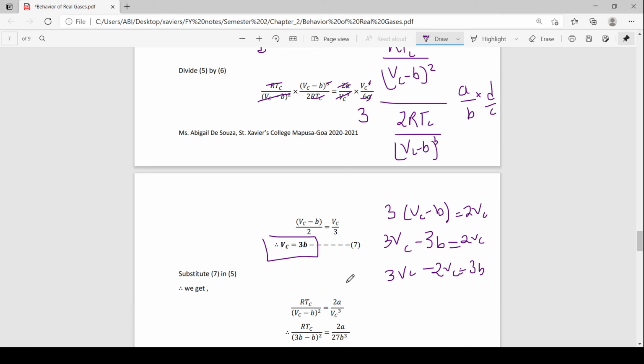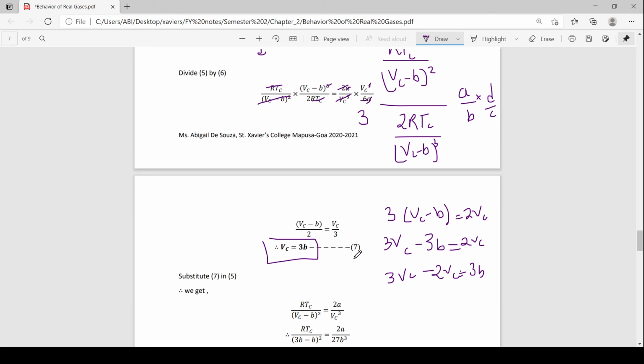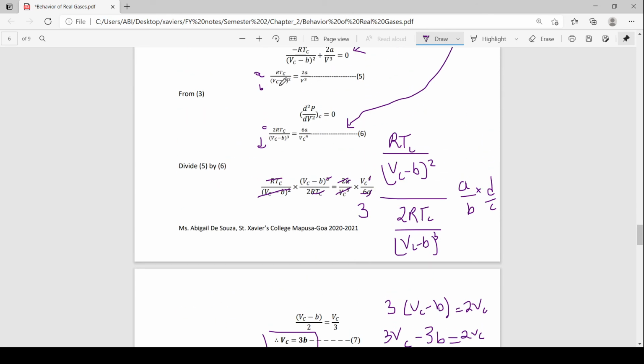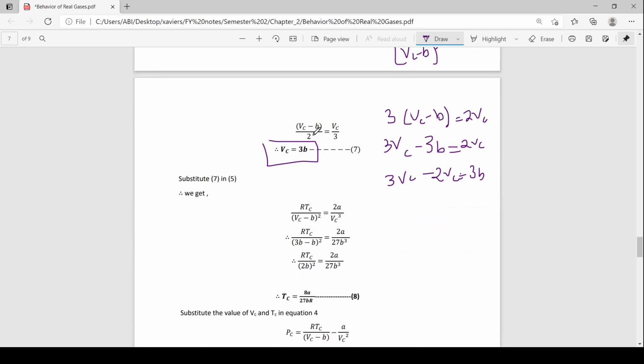Now what I do is, I substitute equation number 7 in equation number 5. So wherever there is vc, I will write it as 3b. When I do that, I will get my value of tc, right? So this is my equation number 5. Wherever there is vc, I substitute it as 3b, 3b, 3b over here. So 3 3s are 27, 3 3s are 9, 9 3s are 27. So I get 27b cube upon 3b.